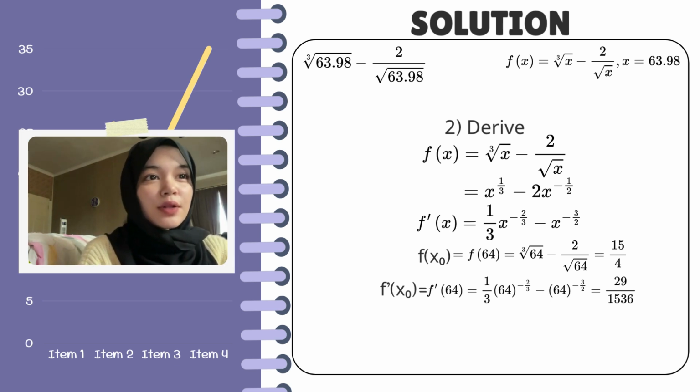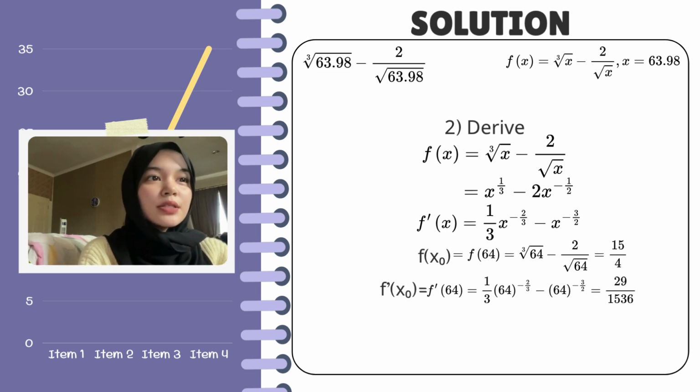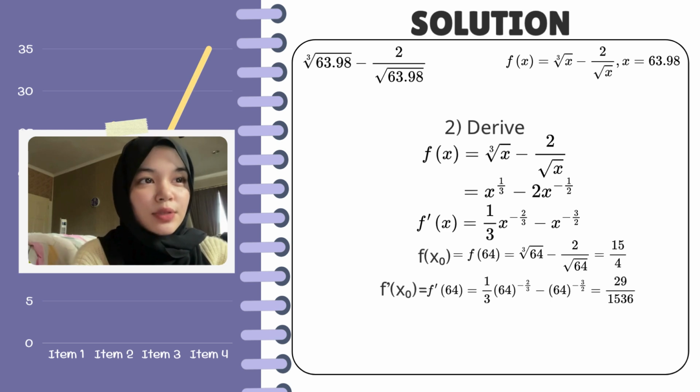Next, we have to find the value of f(x naught). We have to substitute x naught into x, so f(64) equals cube root 64 minus 2 over square root 64 equals 15 over 4. And then we have to find f prime x naught.